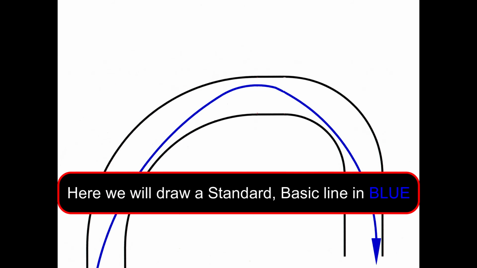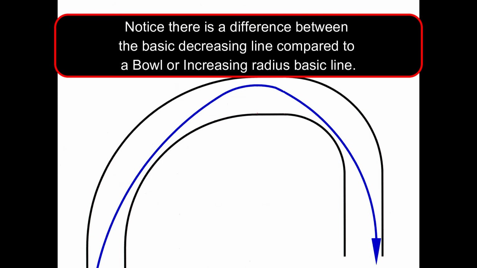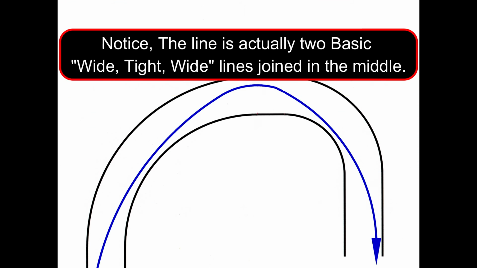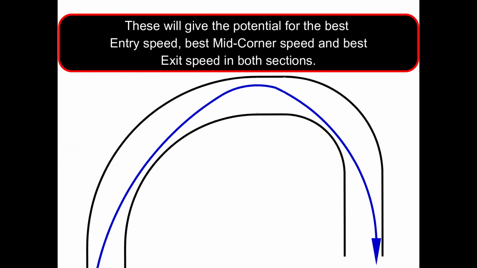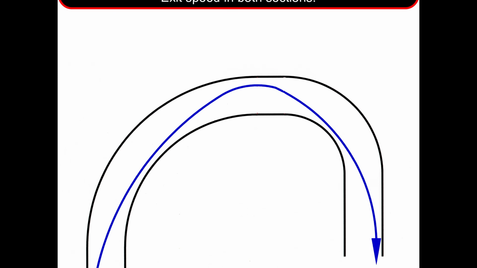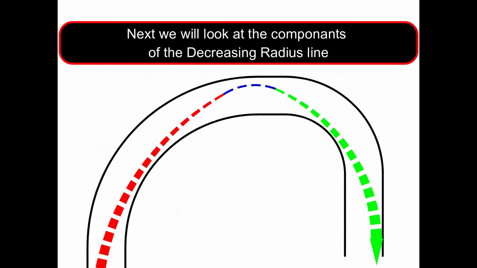Here we will draw a standard basic line in blue. You first will notice that it has a slightly different configuration than the basic line for a bowl or an increasing radius. Since it's a decreasing radius, more factors come into play. Notice the line is actually two basic wide lines joined in the middle. These will give the potential for the best entry speed, best mid-corner speed, and the best exit speed in both sections. Also notice that the wide exit of the first half gives the racer a nice wide setup for the second half.